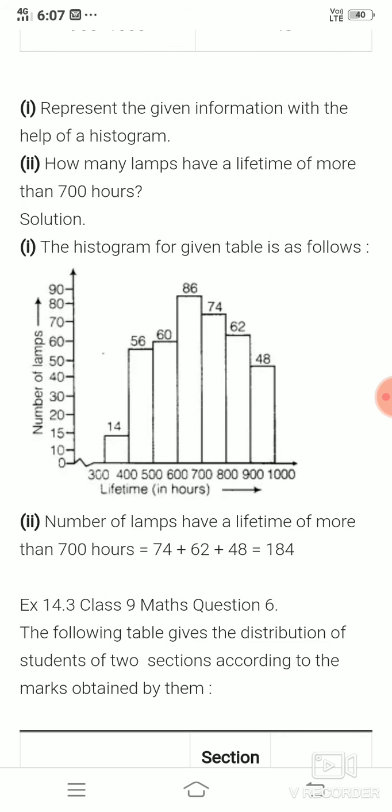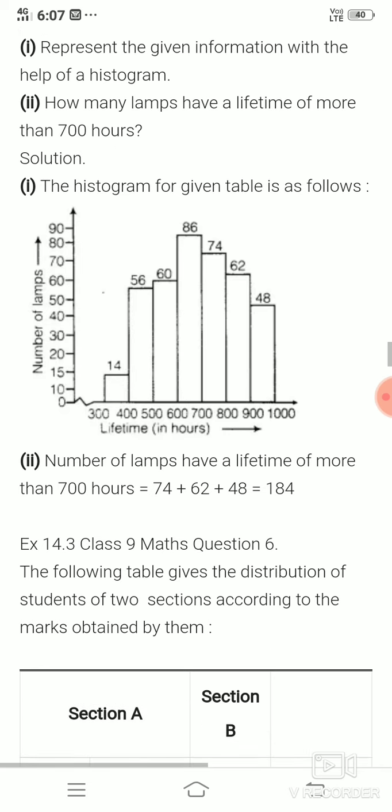Now the number of lamps having a lifetime of more than 700 hours: for 800, 900 and 1000, the heights are 74, 62 and 48, giving 184. This is the answer.